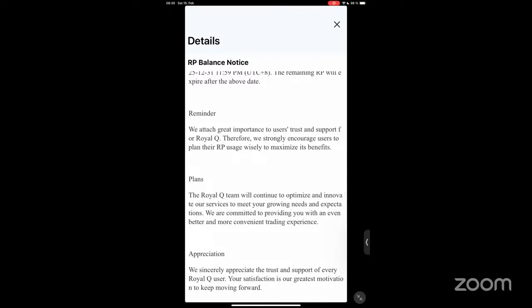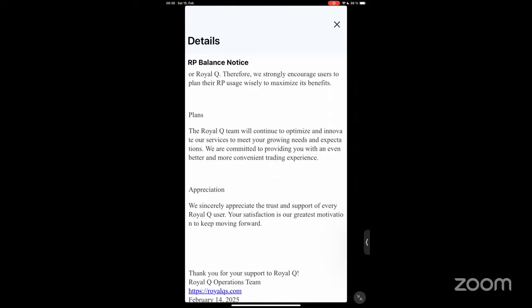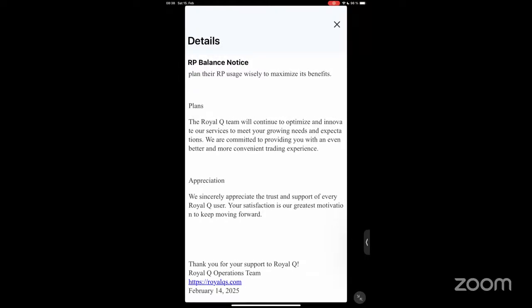We attach great importance to users' trust and support for Royalq. Therefore, we strongly encourage users to plan their RP usage wisely to maximize its benefits. The Royalq team will continue to optimize and innovate our services to meet your growing needs and expectations. We are committed to providing you with an even better and more convenient trading experience. Appreciation. We sincerely appreciate the trust and support of every Royalq user. Your satisfaction is our greatest motivation to keep moving forward.